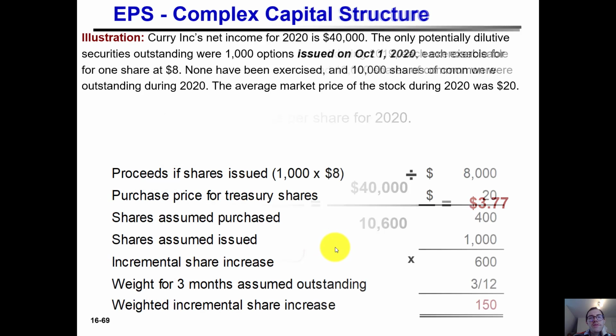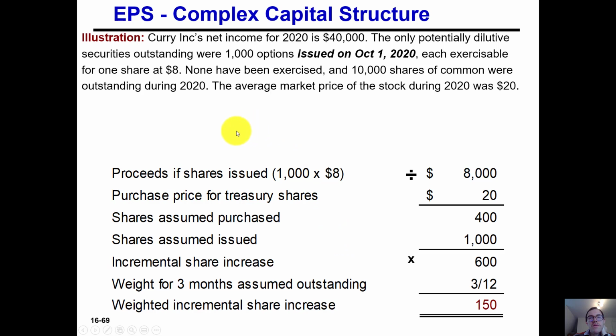Okay. Let's mix it up. Let's assume that these options were issued on October 1st, 2020. That's the only thing different in the example. So in that case, let's see here. You can see it kind of starts off the same. This is all the same. We have to come up with 600 shares. The only difference, where it gets different, is right here.